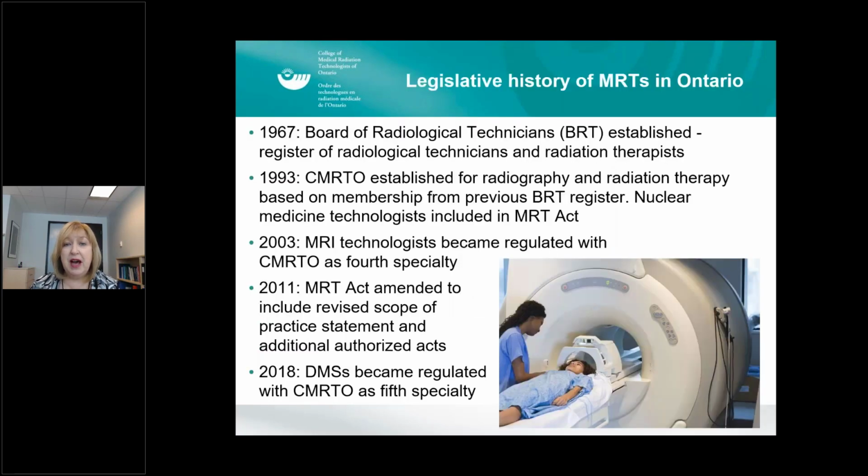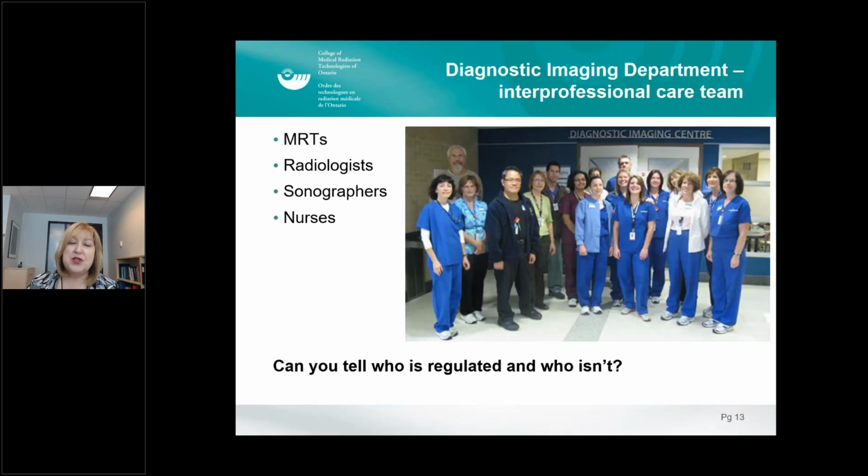We have a long history of regulating MRTs in Ontario. We started in 1967, and in 2003, we had our fourth specialty become regulated with CMRTO with MRI. And then, of course, this year, we now have sonographers being regulated as a fifth specialty. So why are sonographers being regulated? Well, there's been a gap in public protection framework. So if you look at a diagnostic imaging department and the interprofessional care team, we have MRTs, radiologists, sonographers, and nurses, all these different groups.